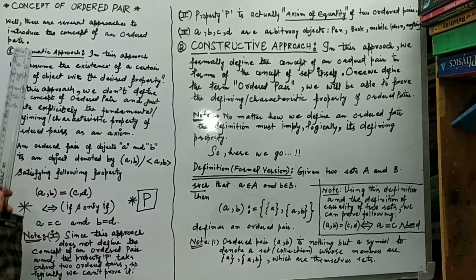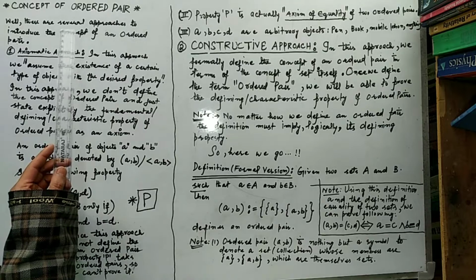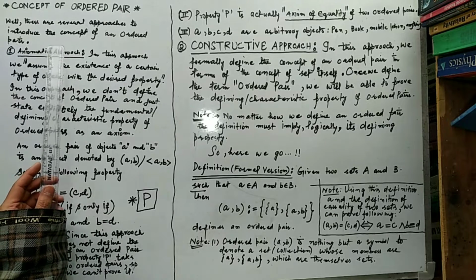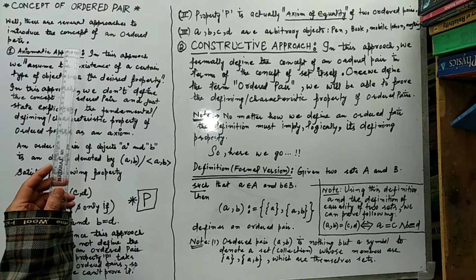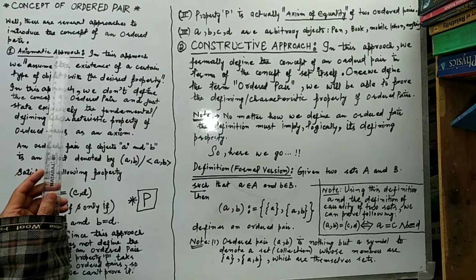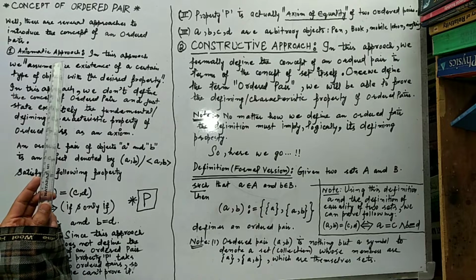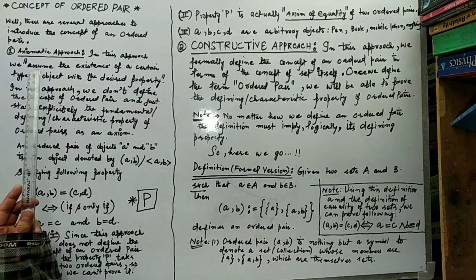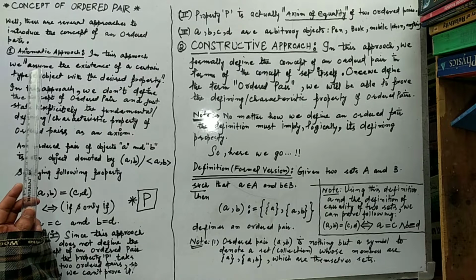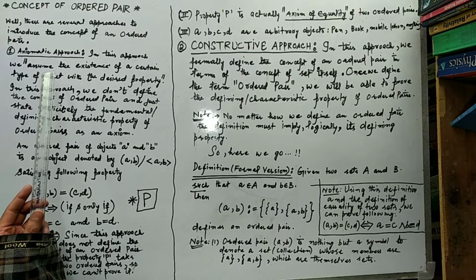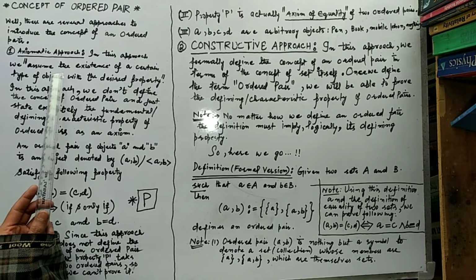Hey everyone, in this video we are going to discuss the concept of an ordered pair. Don't worry, an ordered pair is actually a mathematical object and there is no need to worry about it. Well, there are several approaches to introduce the concept of an ordered pair, and one of them, if you like, is known as the axiomatic approach. Whatever the name may be, it does not matter.